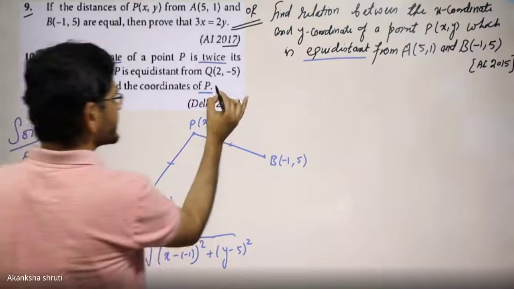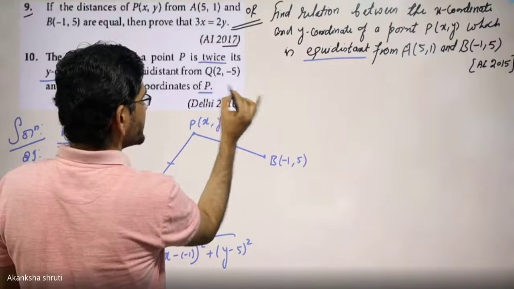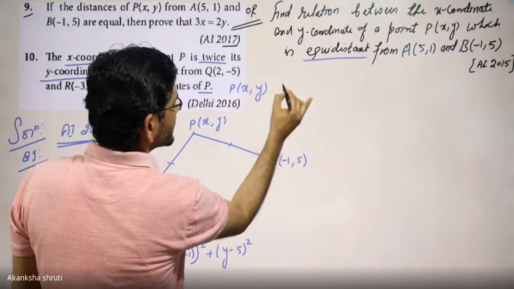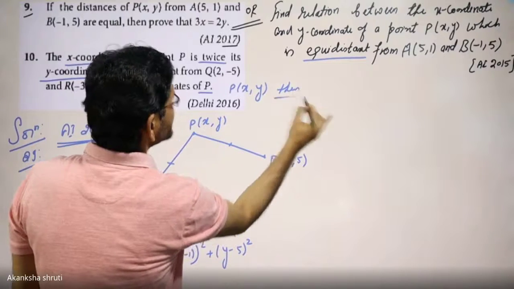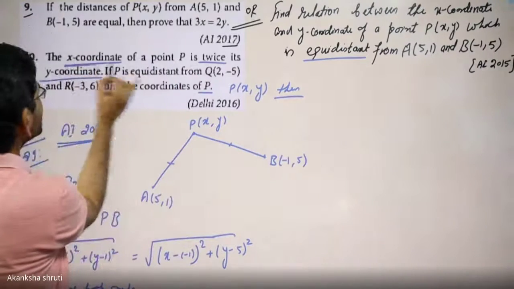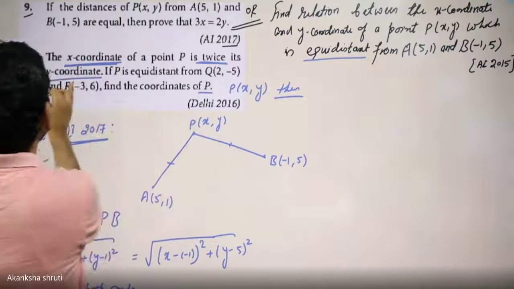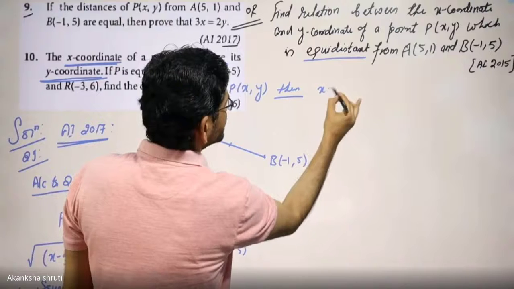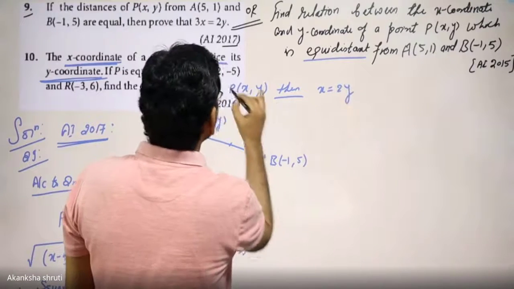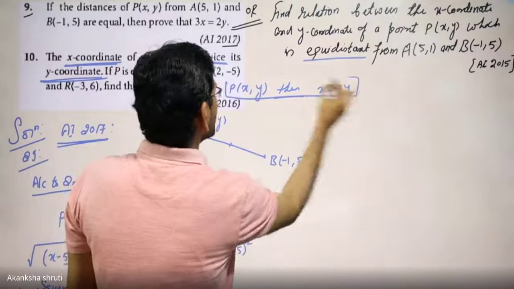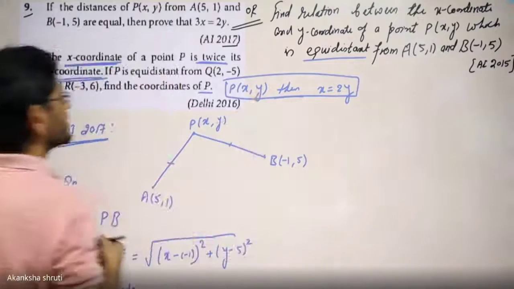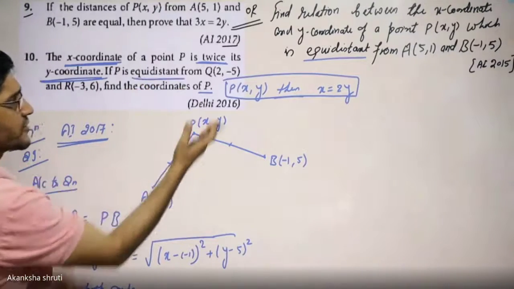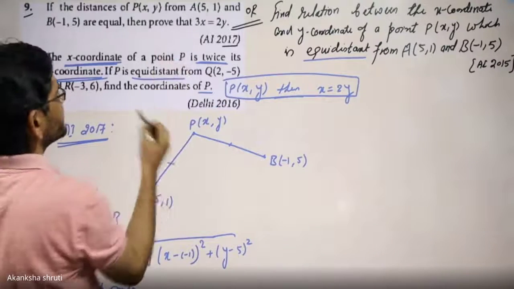Here it is given that for this point P, the x coordinate is twice the y coordinate. So if I consider this point P as (x, y), then the first condition is what? The x coordinate is twice their y coordinate. Means I shall write x is twice y. So one equation will form from here. The other condition is equidistant. So let us draw the rough figure and find it.